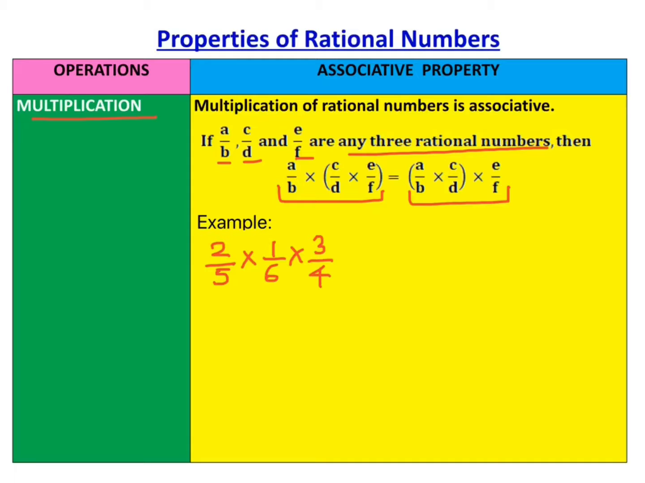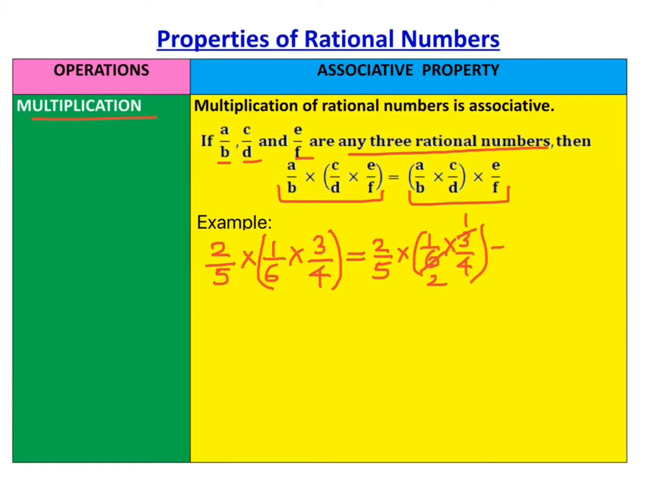Let us group 1 by 6 and 3 by 4 and simplify this expression. This expression is equal to 2 by 5 times 1 by 6 times 3 by 4. Now inside the bracket we have 3 and 6 having 3 as common factor. So let's cancel the common factor. 3 times 1 gives 3, 3 times 2 gives 6.